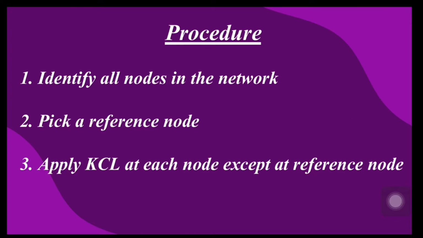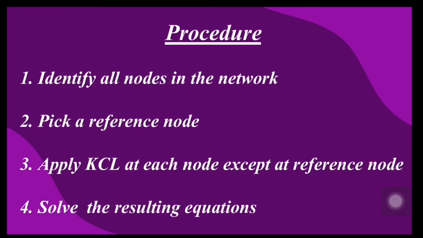When we apply KCL at a particular node, always assume that node is at higher potential than other nodes, so that all unknown currents flow from that node to other nodes. In other words, when we apply KCL at a particular node, all unknown currents should be taken as outgoing currents at that node. Got it? Finally, solve the equations obtained after applying KCL at each node. Alright?